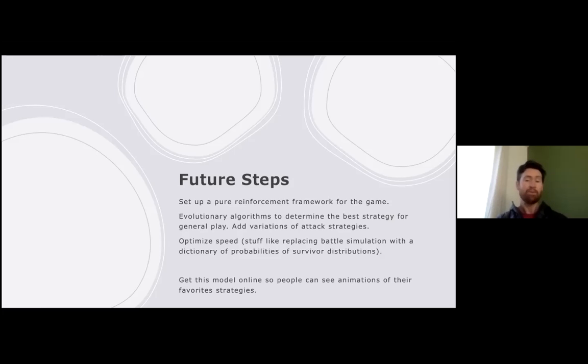And then I want to put this model online so people can enter the strategy they play and the strategy their friends play and see what their chance of winning is.